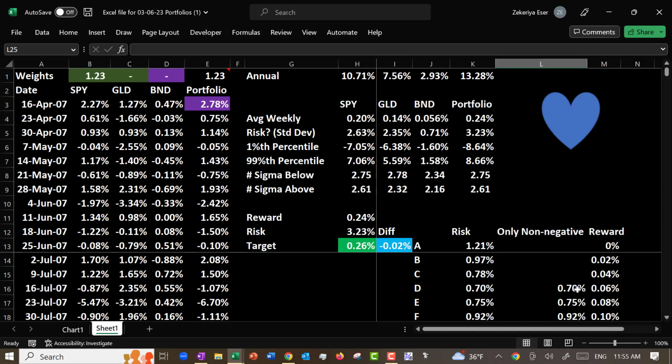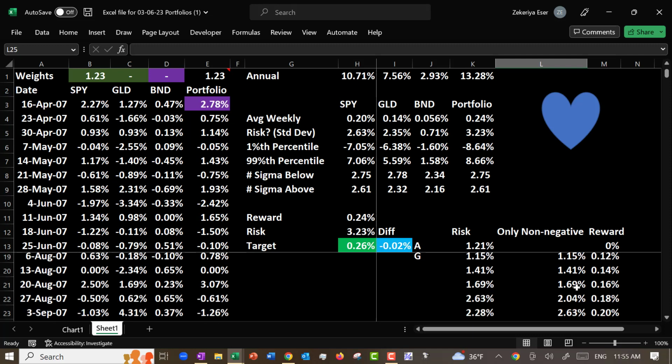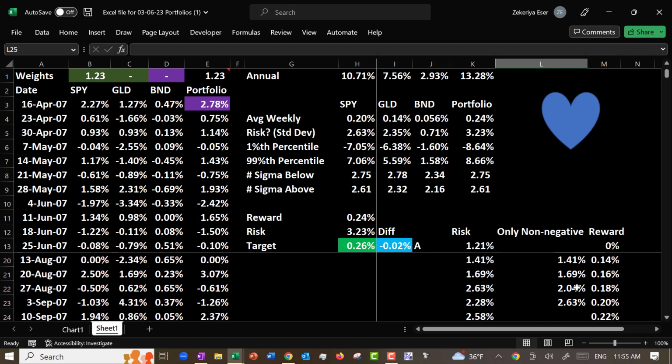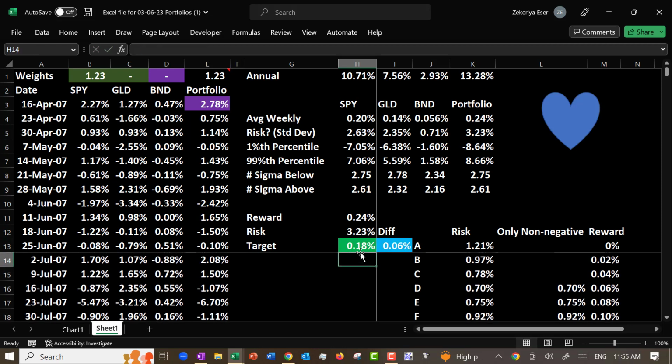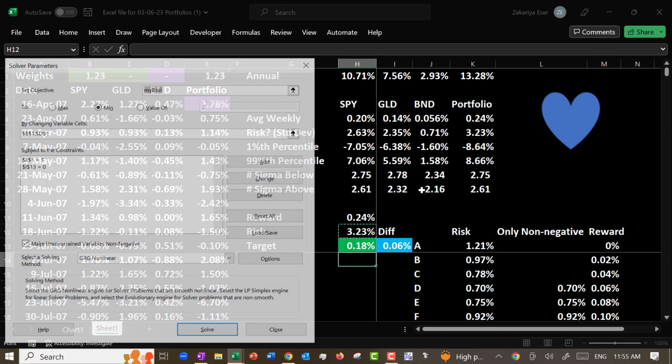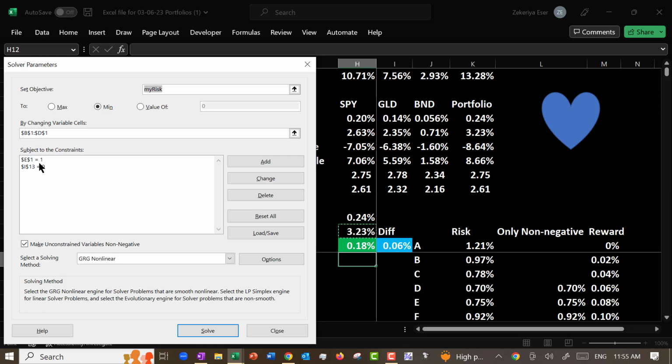I think I did something to one of the rewards, or one of the risks here. Oh, I think I changed that one. Well, let's go back to, that's 0.18, right? Let's go back to the solver. Let's keep those, but no longer have that.